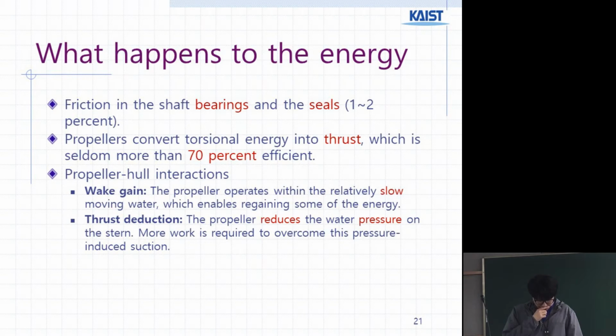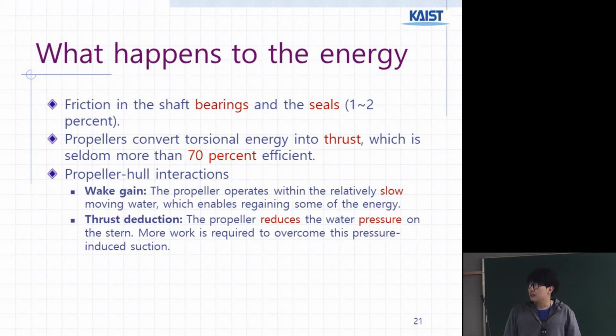And then propeller hull interactions. There are two interactions like this: wake gain and thrust deduction. At first, wake gain: the propeller operates within relatively slow moving water, which enables regaining some of the energy. This means we can save energy from wake gain. And second, thrust deduction: the propeller reduces the water pressure on the stern. More work, more energy, is required to overcome this pressure-induced suction. This is in terms of energy.